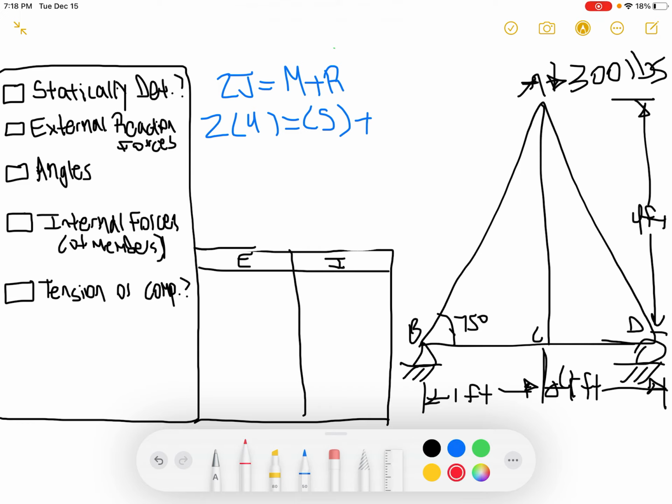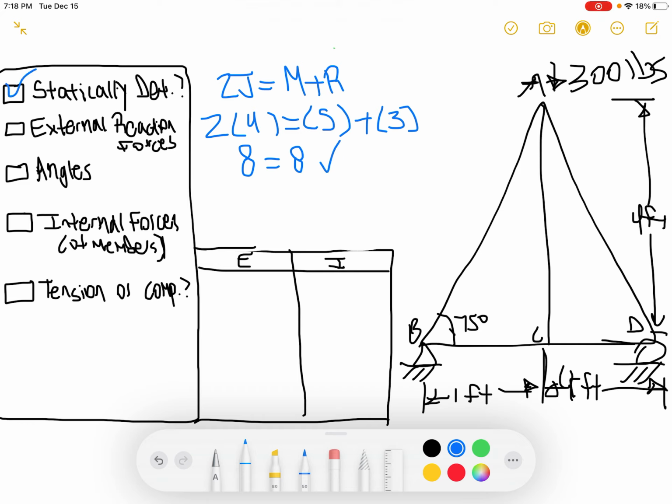So we see a pin support, that is 2. That means there's 2 reaction forces there. And for the roller, there's only 1. So that means 3. And that turns out to be 8 equals 8. And yes, that's true. So it is statically determinate.